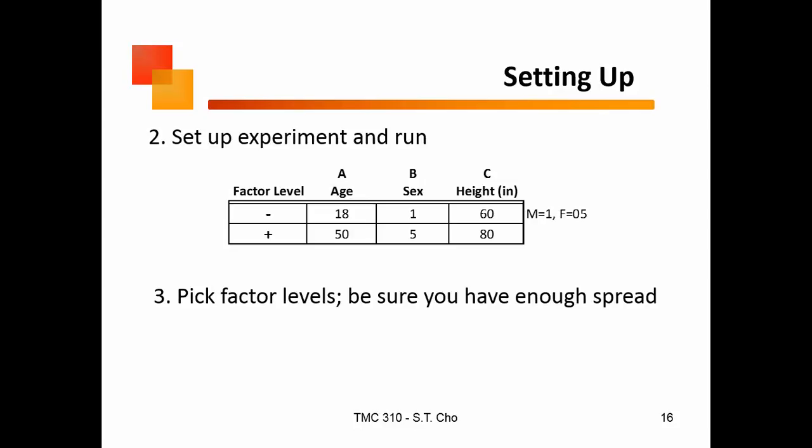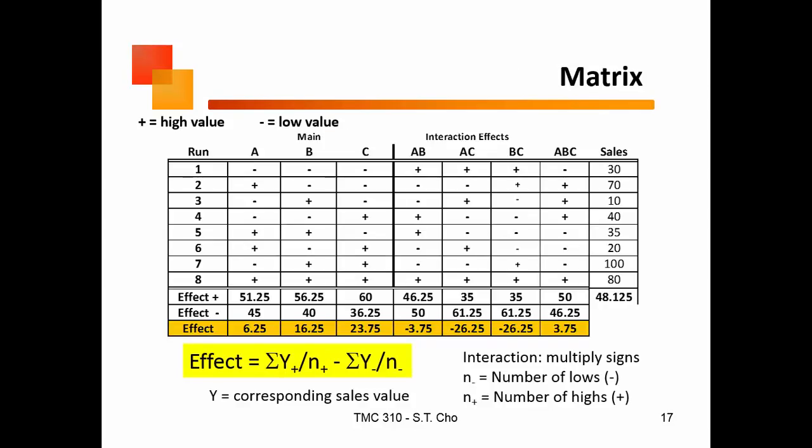Now, what do I do for variables that don't have numbers, like male or female? You just assign an arbitrary value. So you have a low-level value, which is minus, and a high-level value, which is considered to be plus. So age, I'm looking at the range of 18 to 50, sex, male and female, height 60 to 80 inches. And so I have enough spread, and then what I do is just run my experiment.